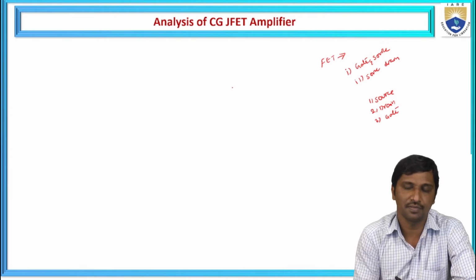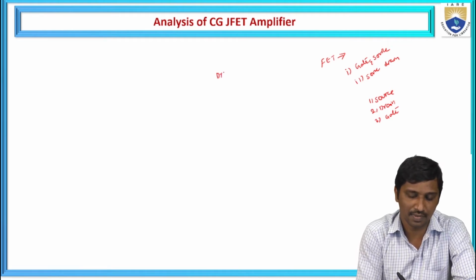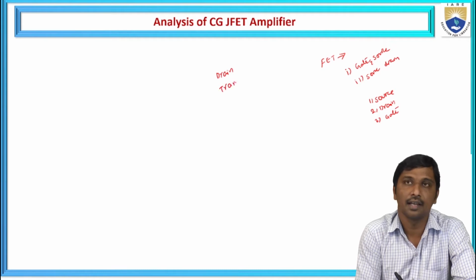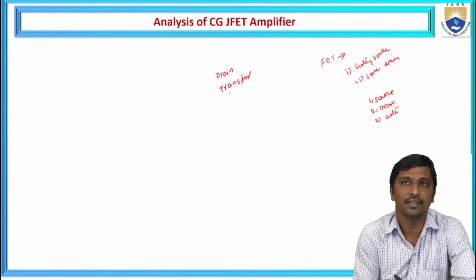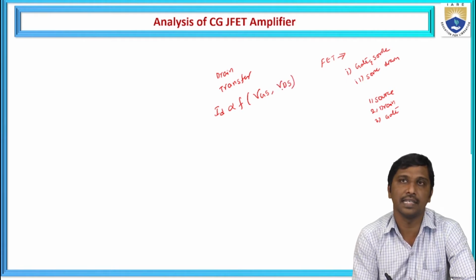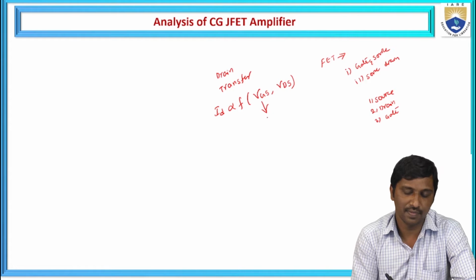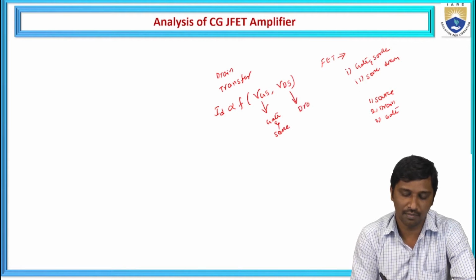We also observe this from the characteristics of the FET. We have two types of characteristics. One is represented as drain characteristics, and another one is represented as transfer characteristics. From these two characteristics, we identified that the drain current is a function of the biasing voltages, VGS and VDS, where VGS means the biasing voltage between the gate and the source, and VDS means the biasing voltage applied between the drain and the source.